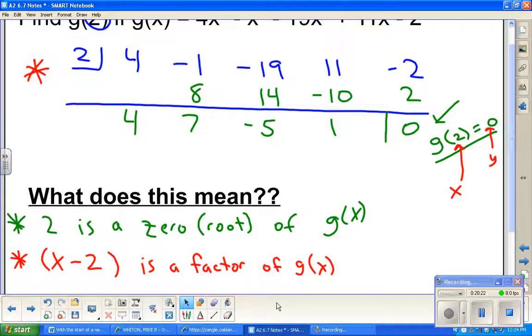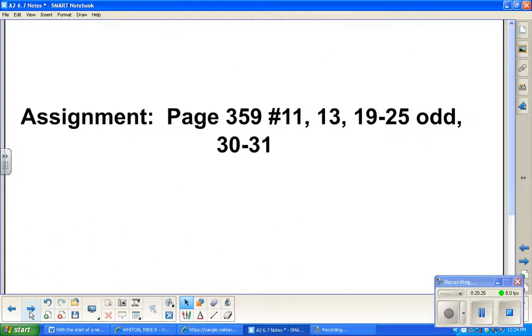For some practice, the assignment is there. I gave some of the odd problems so you can check your work. Make sure you show me the steps. I want to see the synthetic process, but feel free to check your answers in the back.